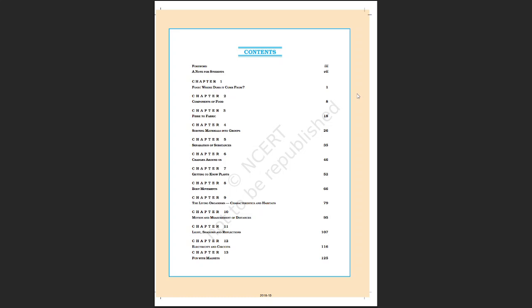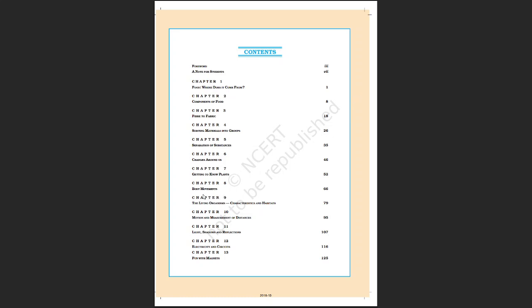In this chapter we will study plants, their parts, their roots, stems, leaves, and the uses of the plants, which part is used for which purpose, we will study that.